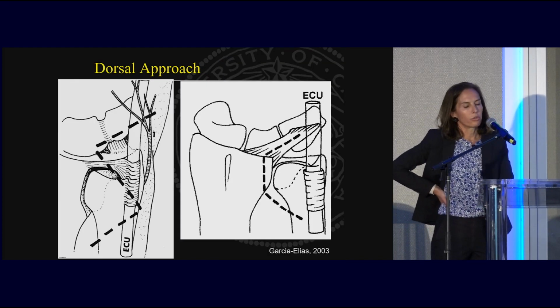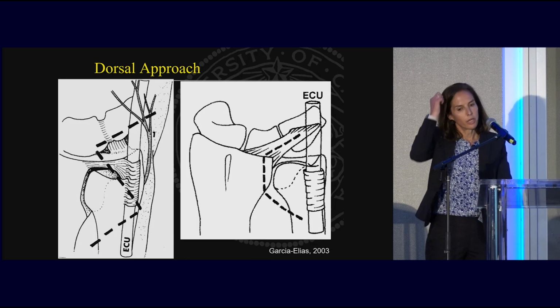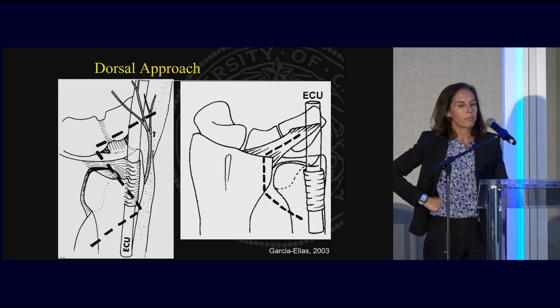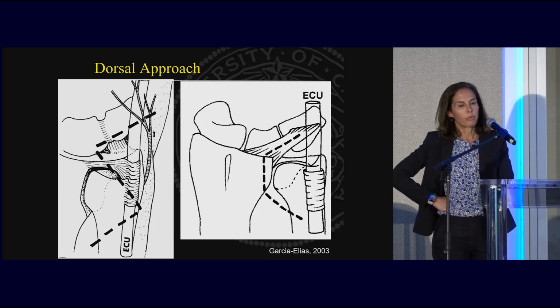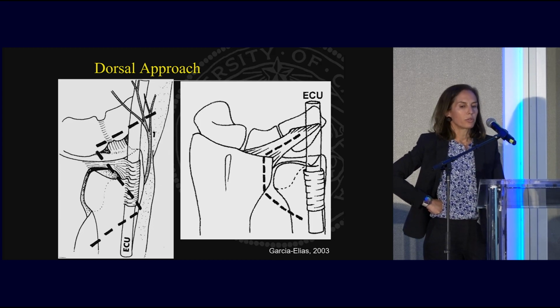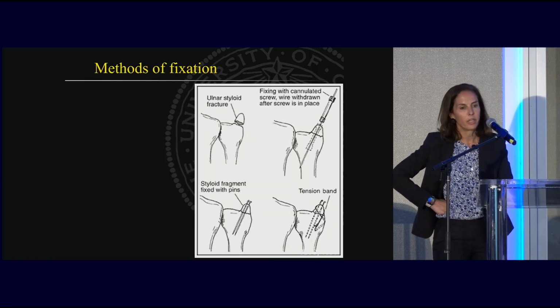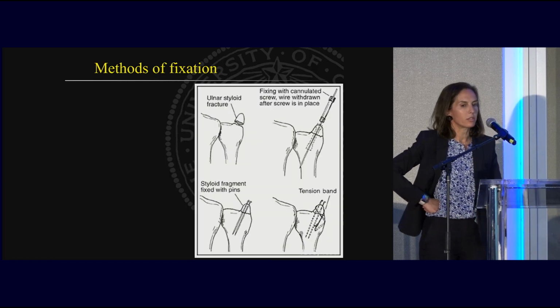You can also go through a dorsal approach. This was published by Garcia Elias in 2003. You can make a curvilinear incision, or you can go through a dorsal zigzag incision. You're elevating right through the dorsal capsule to get access to the TFCC for repair if you need to, as well as to access that distal ulna.